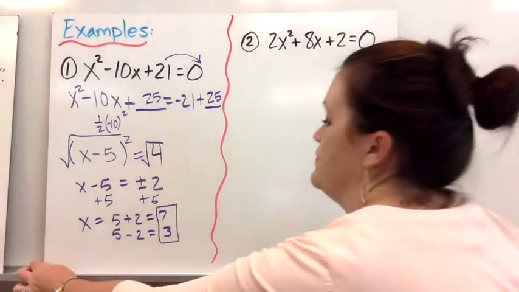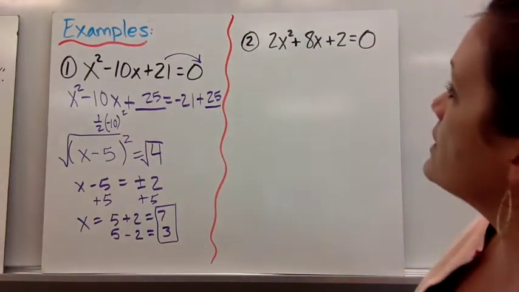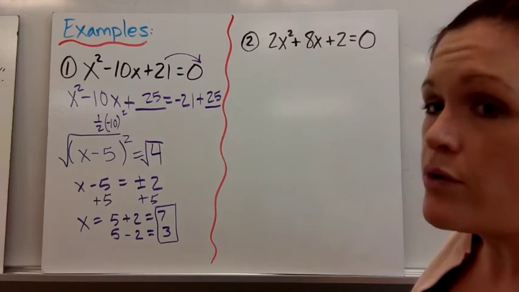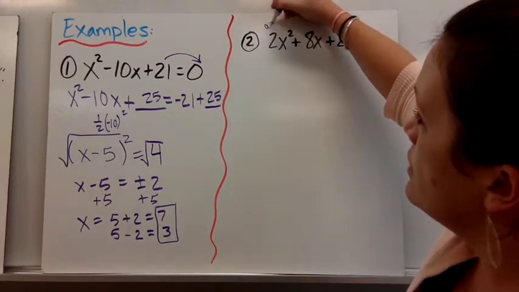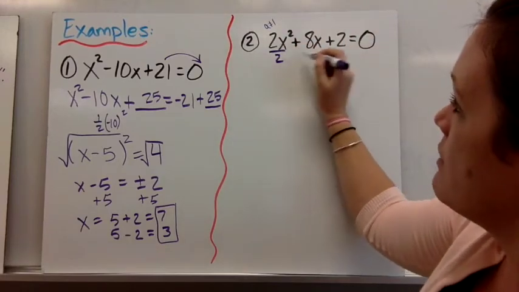Let's look at number 2. Number 2 is 2x squared plus 8x plus 2 equals 0. So it's all on one side, but a is not equal to 1, so we want to divide everything by 2 first.